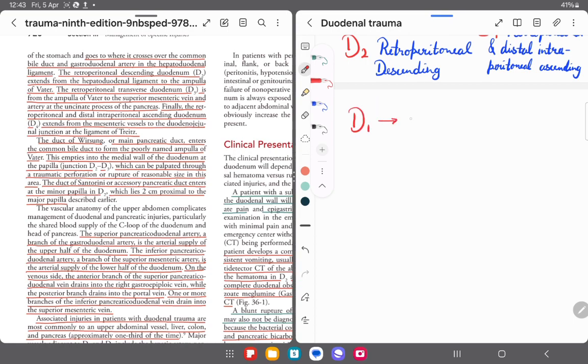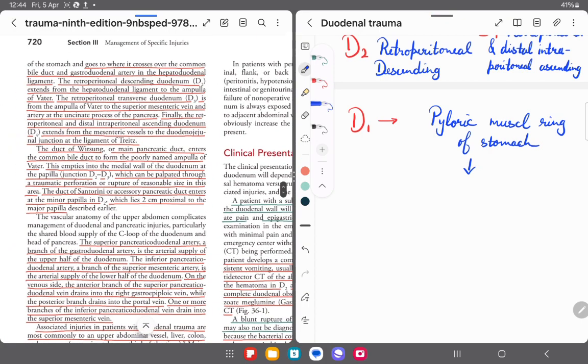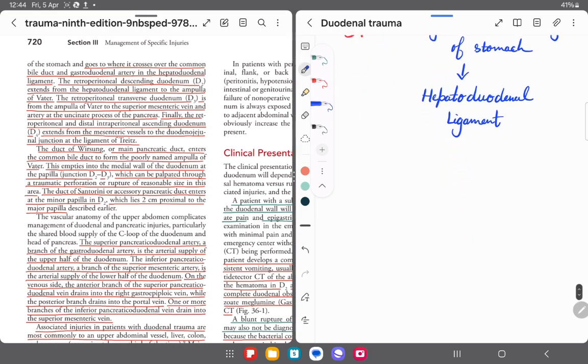D1 extends from the pyloric muscle ring of the stomach to the hepatoduodenal ligament. This is the extent of D1.